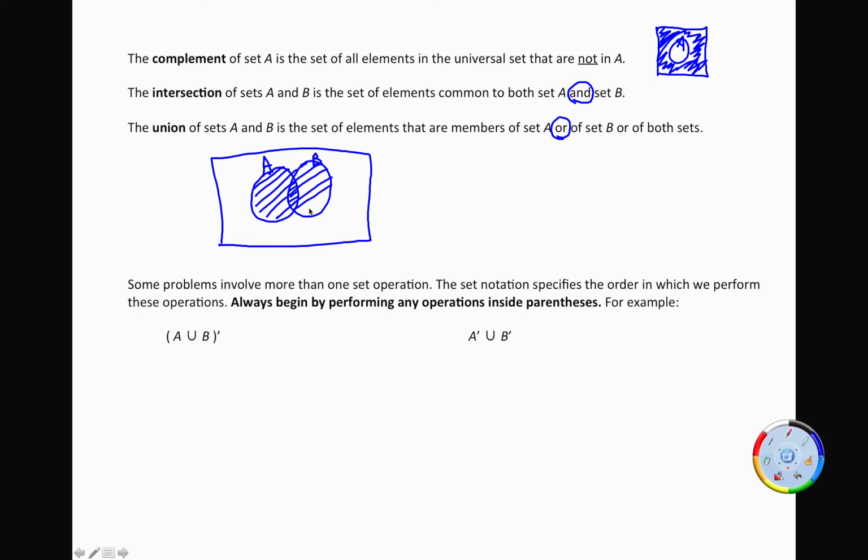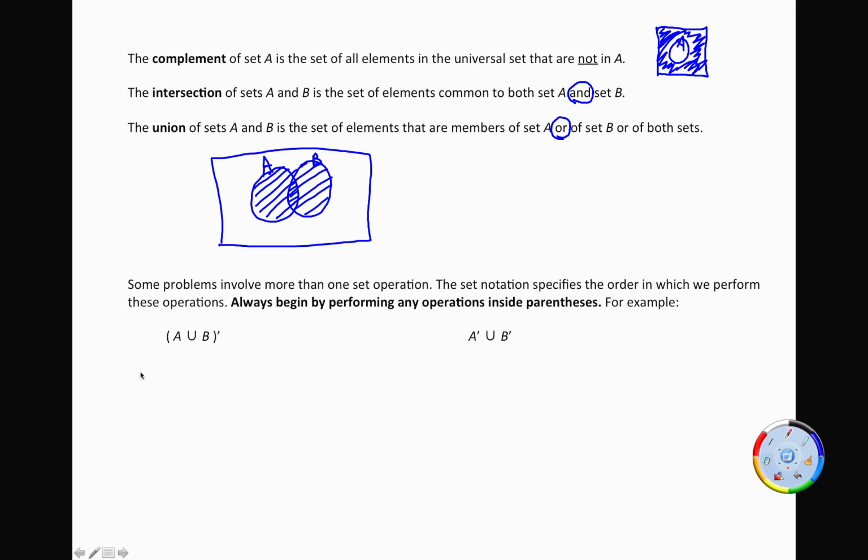Very important to distinguish the difference between the intersection and the union of sets A and B. All right, some problems involve more than one set operation. So the set notation specifies the order in which we perform these operations. Always begin by performing any operations inside parentheses.